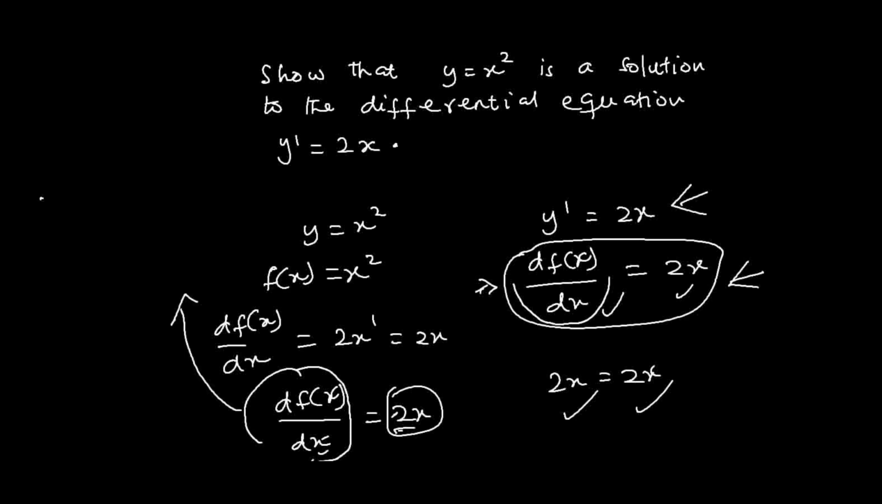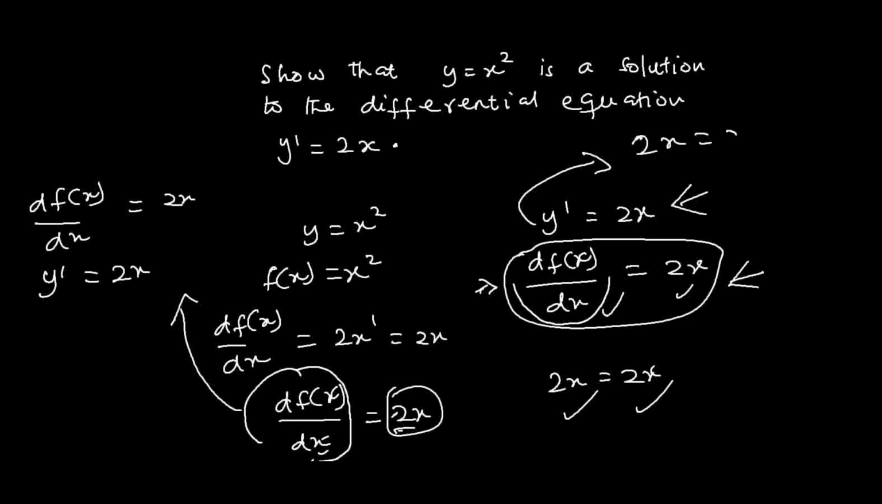Okay, so what I have here, df/dx equals 2x, I can write this as y prime equals 2x. So from what we have here, we now know y prime is 2x. So we just substitute it. Then we have the differential equation, 2x equals 2x.